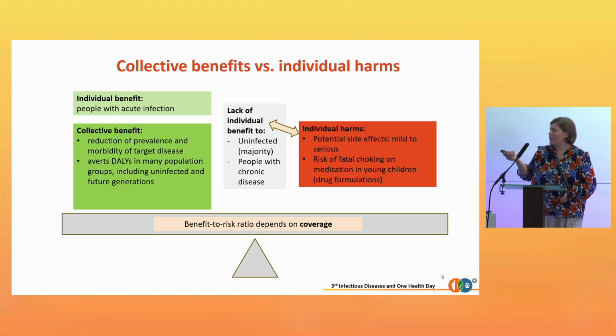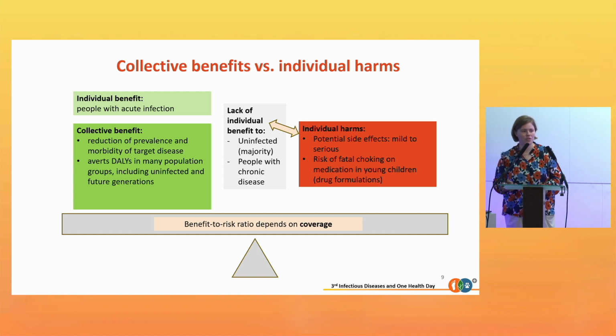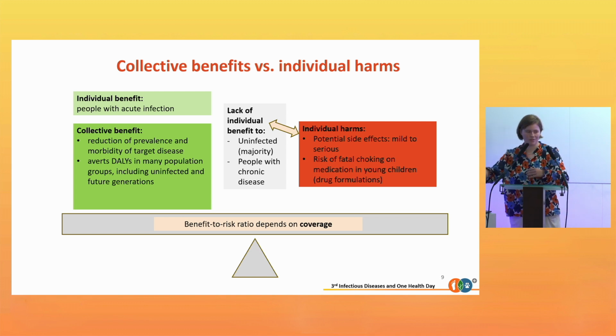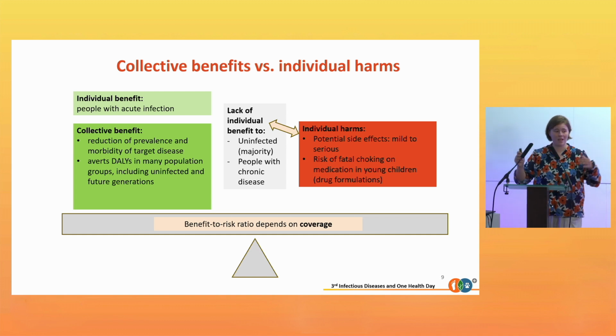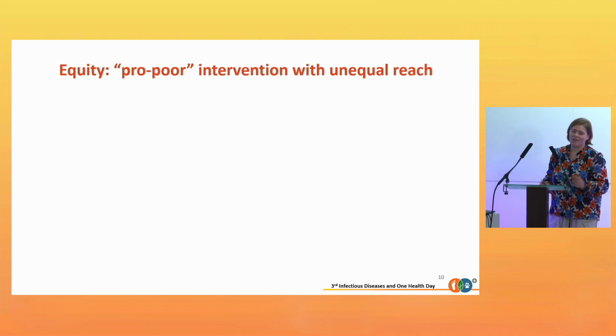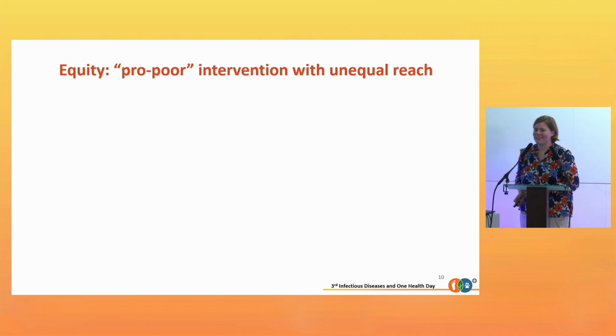So if we look at the collective benefit, well, actually the benefit to risk ratio depends on the coverage. So the more people are treated, the more it reduces the prevalence and morbidity of the target disease, and maybe then the collective benefit becomes higher than the individual harms done by the treatment. But yeah, this all depends on the coverage. And this is important to keep in mind for the next slides.